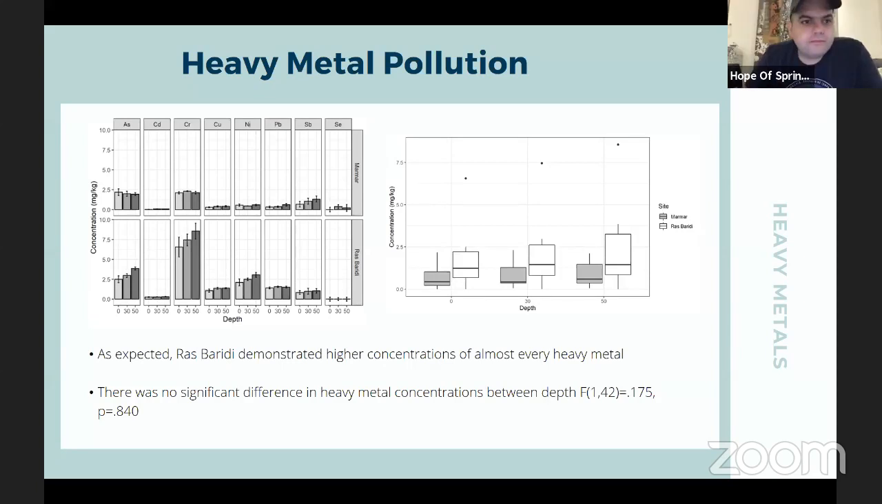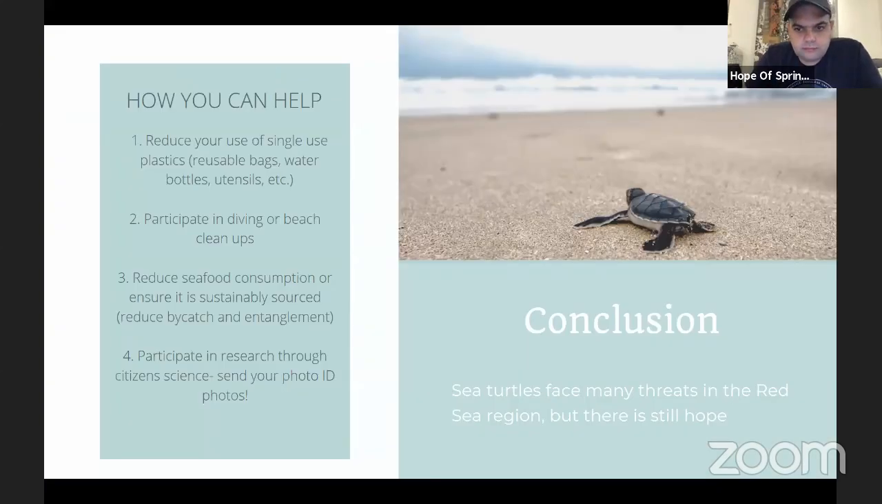Okay, and just one final slide. I know that talking about these threats can be a little bit sad and depressing, but there is hope for sea turtles. Especially within the past few years, a lot of people have started caring about the ocean and getting really into trying to help save the environment. So I just wanted to end off giving a few tips on what I suggest you can do and how you can help sea turtles and the ocean in general.